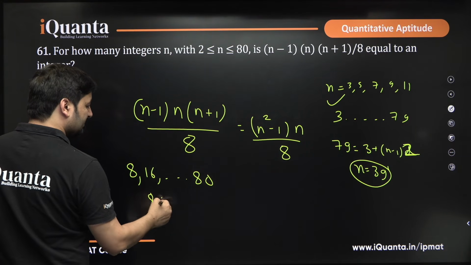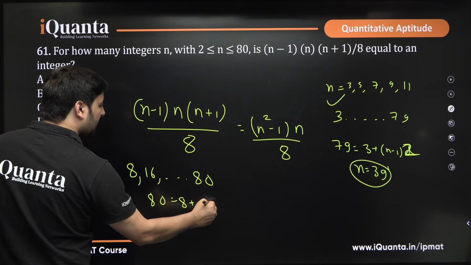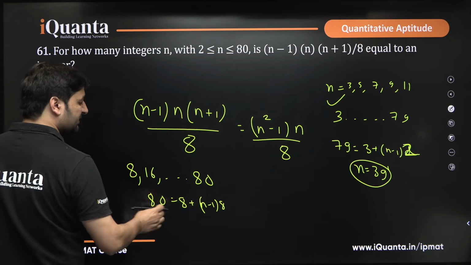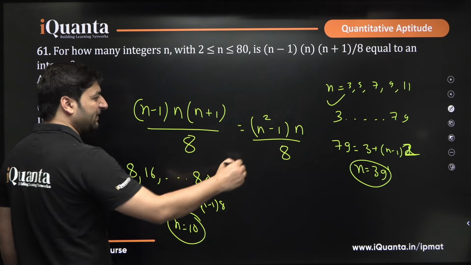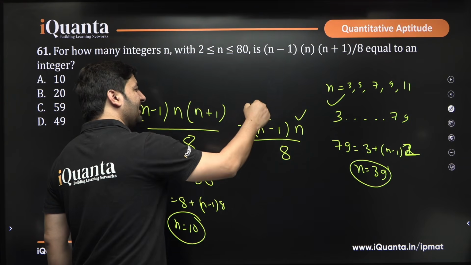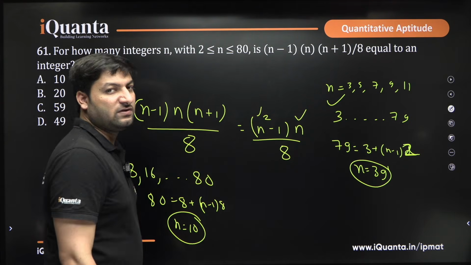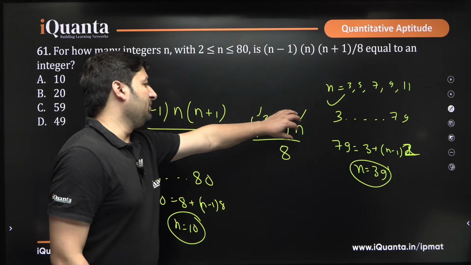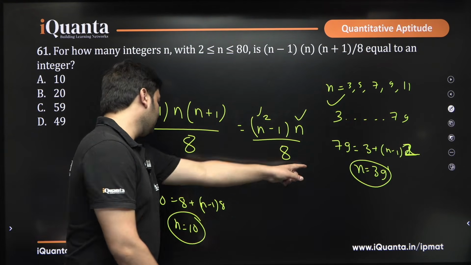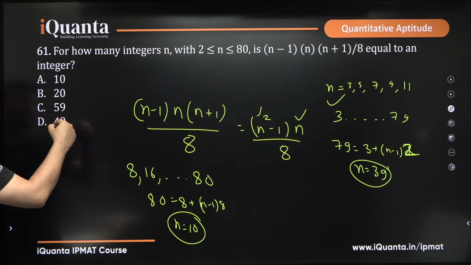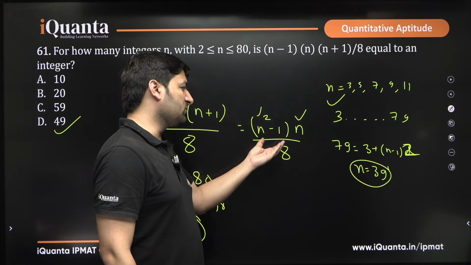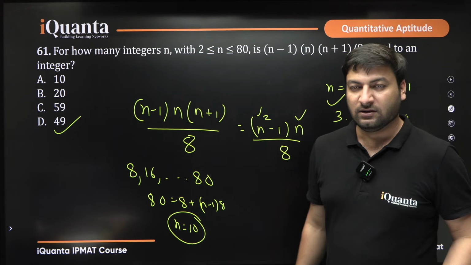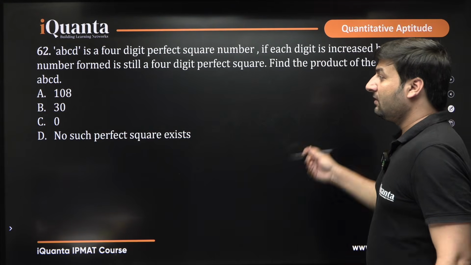So last term is equal to a plus (n minus 1) into difference, which is 8. So 72, 9, n is equal to 10. There are 10 values of n which are multiples of 8, while 39 odd values of n will completely divide the numerator by 8. Hence, 39 plus 10, total such values will be 49. 49 is the correct answer to this question. So this is an important result: n square minus 1 is divisible by 8 when n is odd. Always remember this. Let us go to the next question.